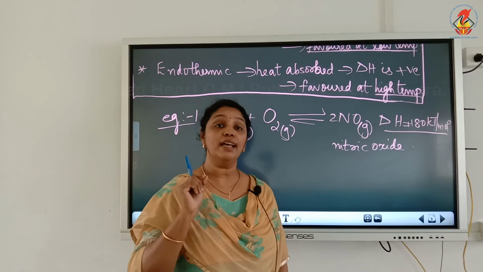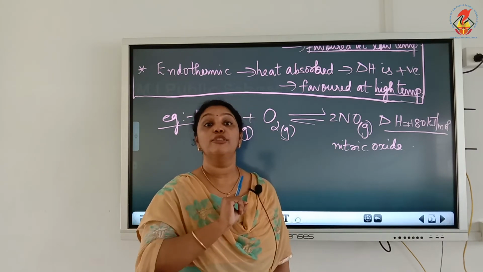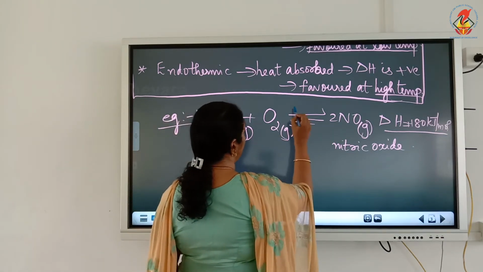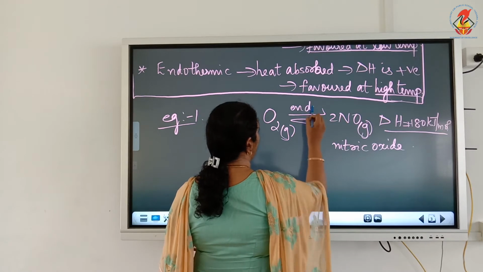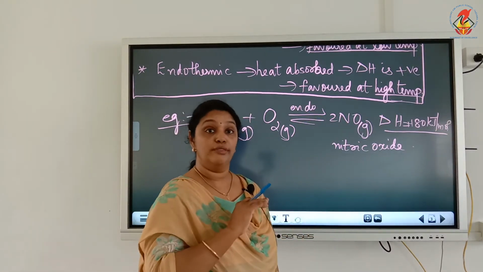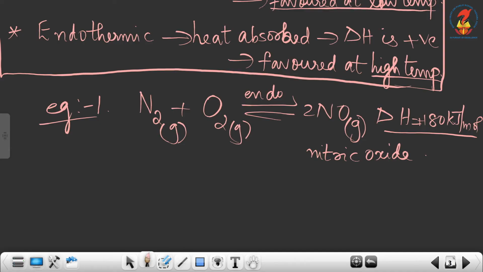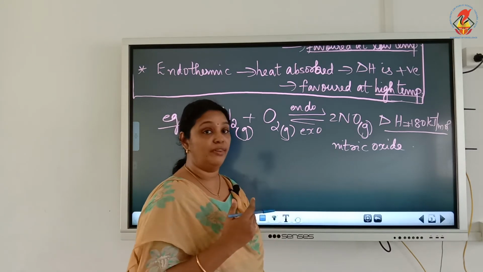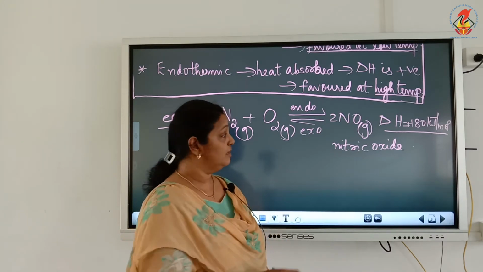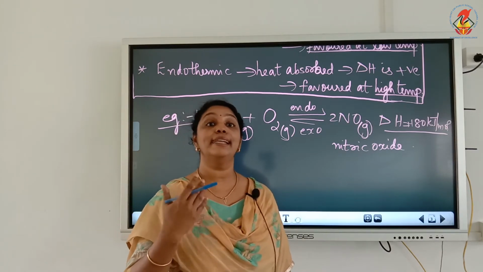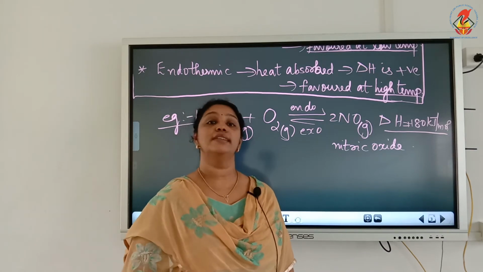We know if delta H is positive, then the forward reaction is endothermic. Which is the forward reaction here? N2 plus O2 giving 2NO. The forward reaction is endothermic. Then the backward reaction, the decomposition of nitric oxide to nitrogen and oxygen gas, will be exothermic. Endothermic reaction takes place at high temperature. This reaction is now at equilibrium, and I am going to increase the temperature of this reaction.